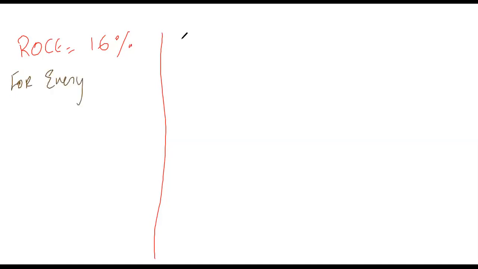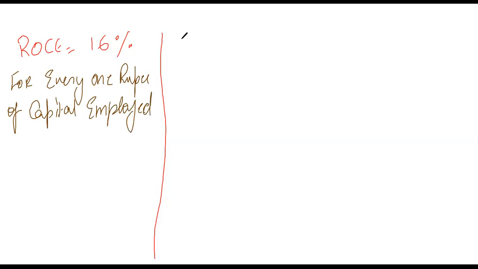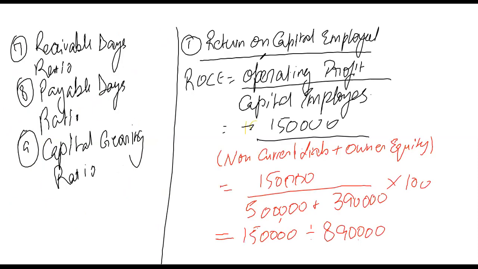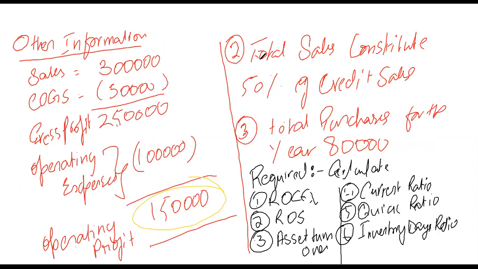For every 1 rupee of capital employed, we are generating 0.16 rupee or paisa of operating profit. So this is the answer of return on capital employed, sir. I have calculated the first requirement of this question, that is return on capital.